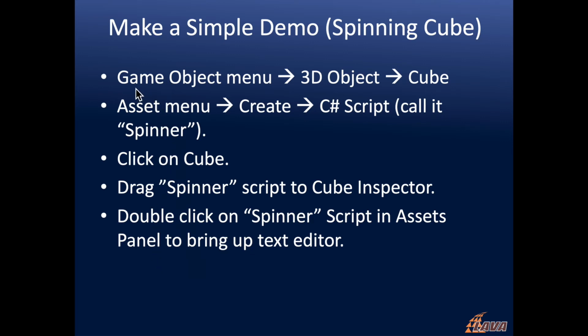First of all, we're going to go to the game object menu and make a cube. Then we're going to go to the asset menu and create a little C# script. I'm going to call it spinner. Then we're going to click on the cube and drag the spinner script to the cube inspector. And then we're going to open the spinner script and put some of the actual script itself into the text editor. Okay, here we go. Let's watch this video now.